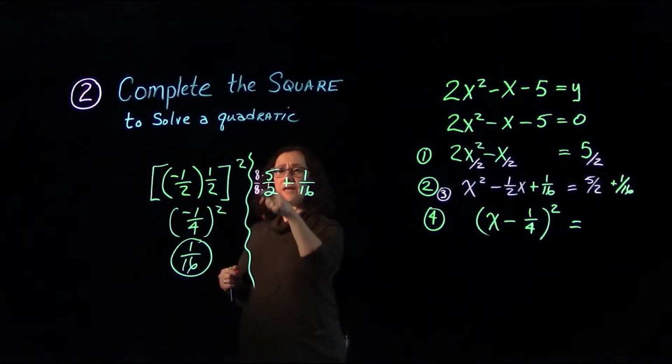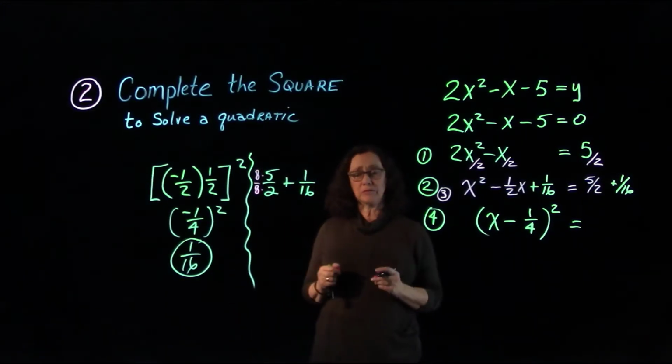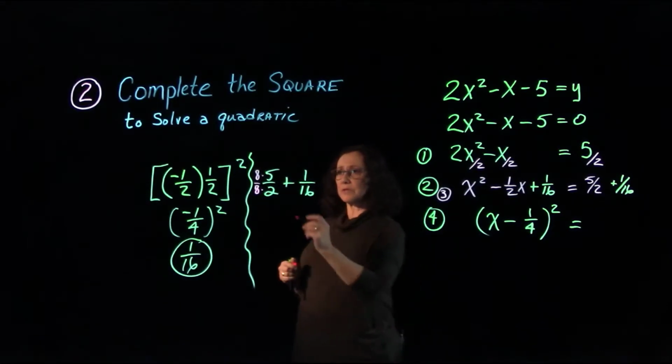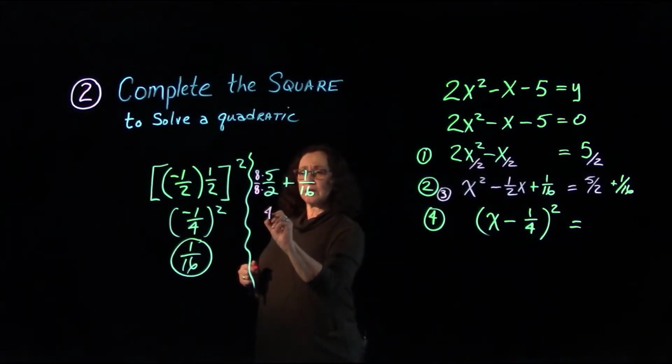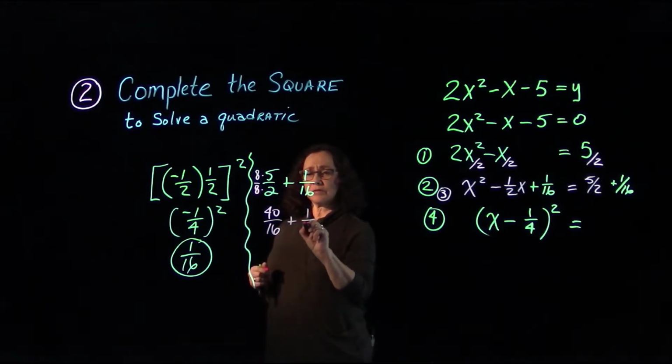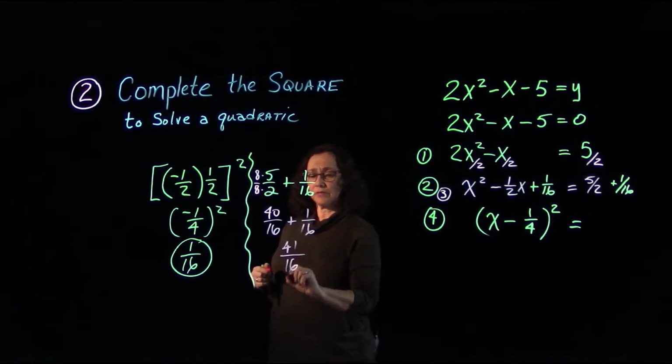When we multiply by 8/8, it doesn't change the value of the fraction. It just puts it into a different form. So we end up with 40/16 plus 1/16 gives us 41/16.